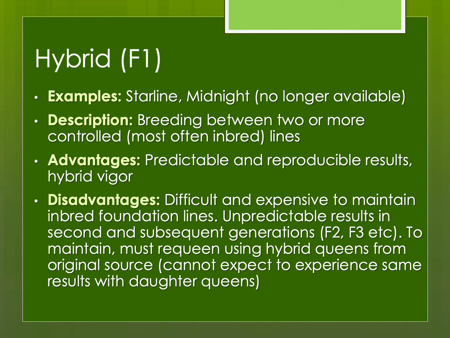They have two or more controlled lines, often inbred lines. They're very predictable, and the results have what we call hybrid vigor. The problem is you have to maintain these inbred lines over the long term, which can be very difficult. It's difficult to maintain these lines in a way that the queens would be affordable to anybody that you might sell to. And so that's unfortunately why the hybrid bees went away over time. It just wasn't anything that was commercially viable.